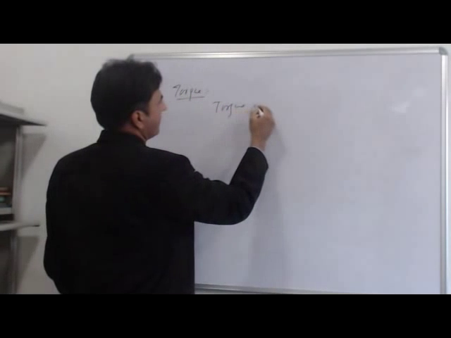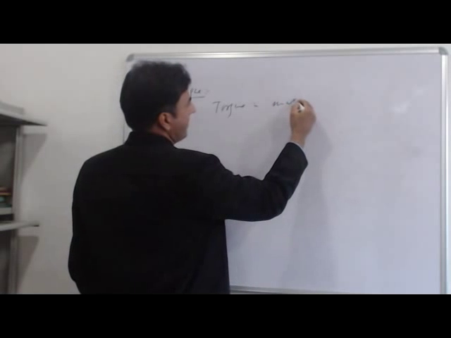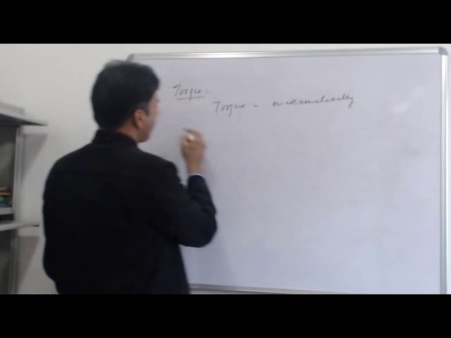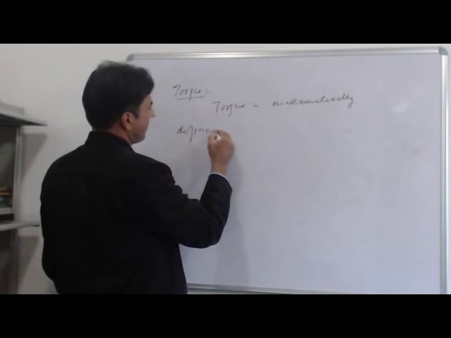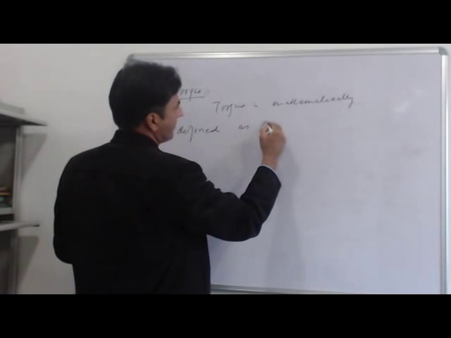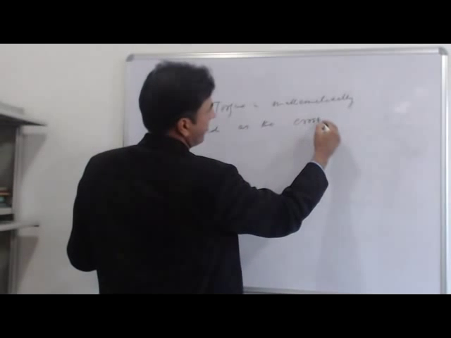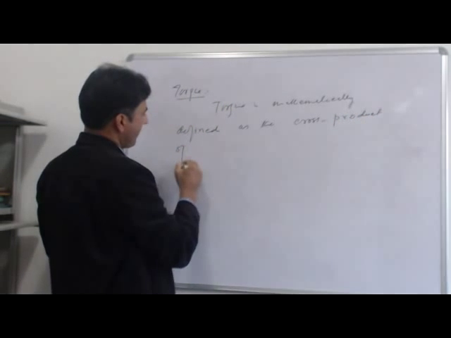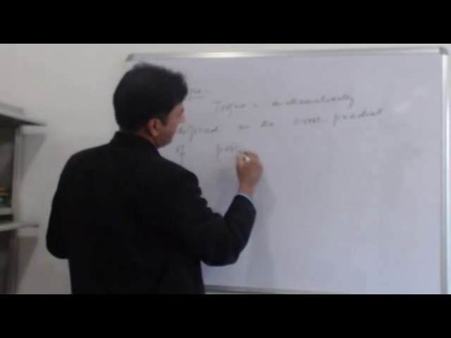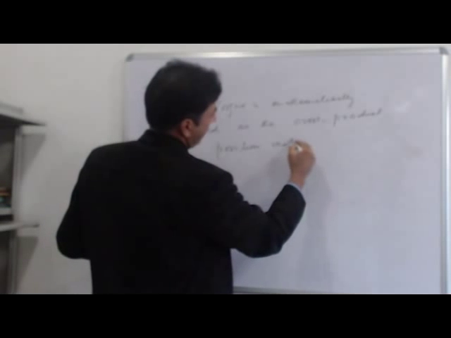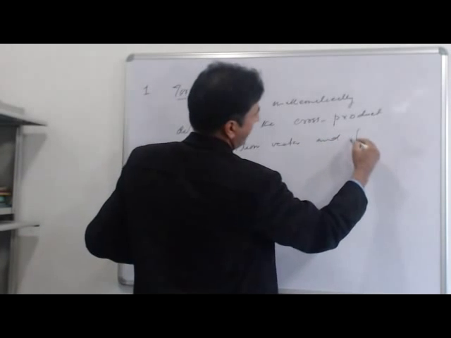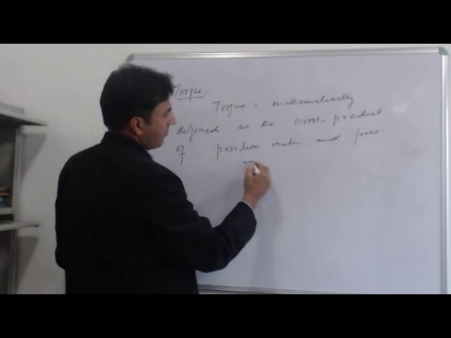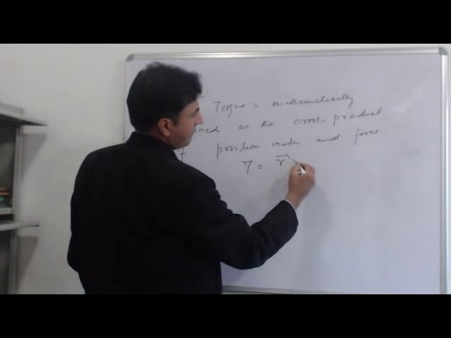Torque is mathematically defined as the cross product of position vector and force. In equation form, we can write torque is equal to R cross F.